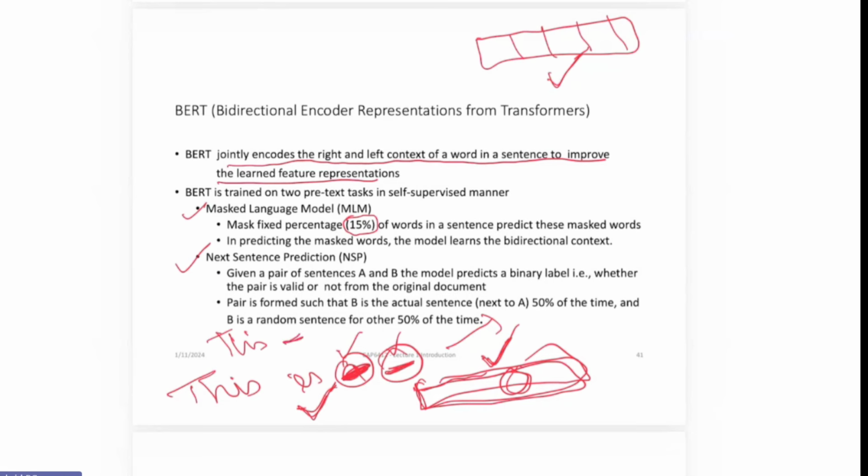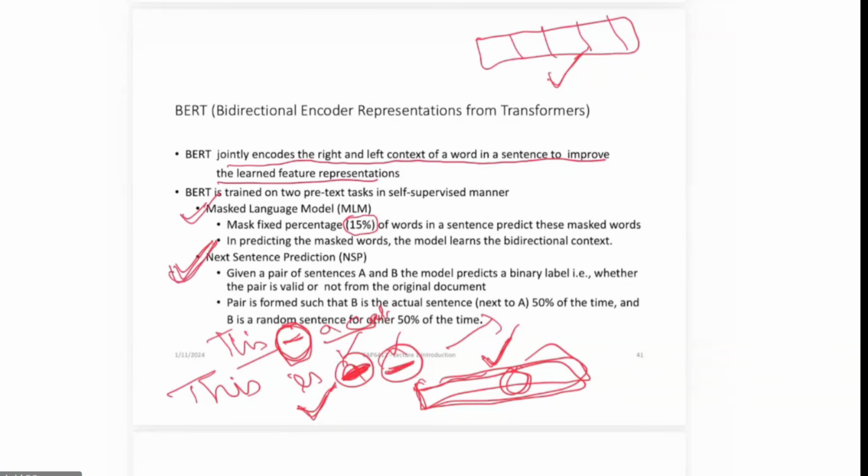Even if you have maybe a blank or cat here, for understanding this, it has to see the left side and also the right side. So in this manner, it's trying to learn the language, how things are arranged, and when something is missing, how to fill it. Somehow it is trying to learn the language. So this is one way.